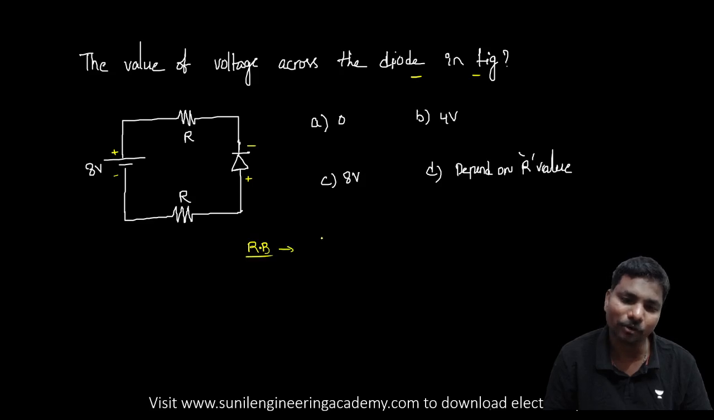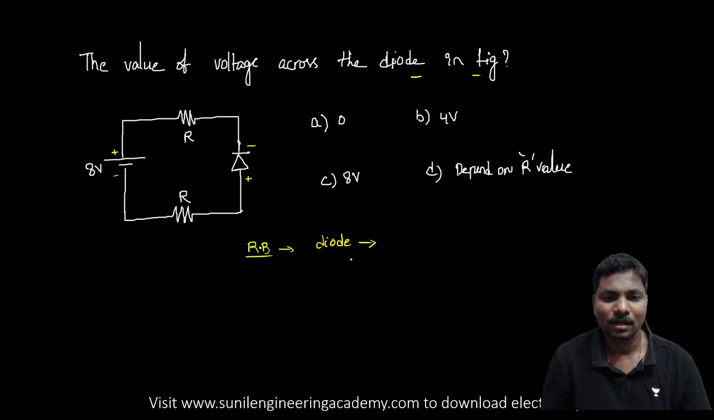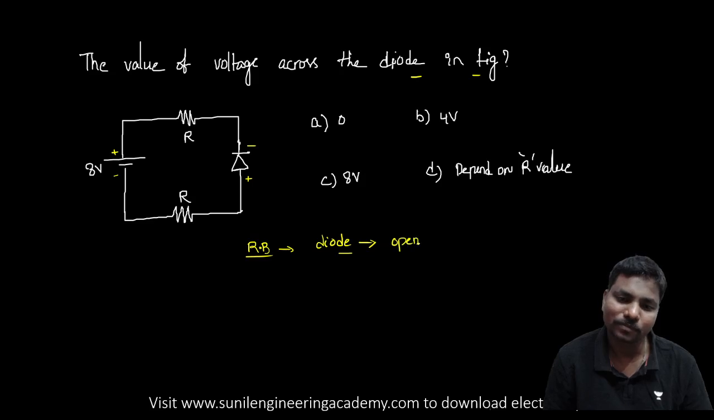Reverse bias means how does the diode act? All of you, how does the diode act? It will act as an open circuit.